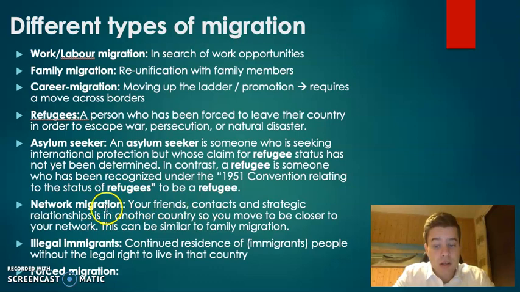Then you have network migration, which is becoming increasingly normal these days. People move from one country to another because their social network, their friends, their contacts, and their strategic relationships are in another country, so they move because of their network. This is very similar to family migration. And then, of course, you have illegal immigrants who live in a country illegally. They got there illegally, but they're also staying there illegally.